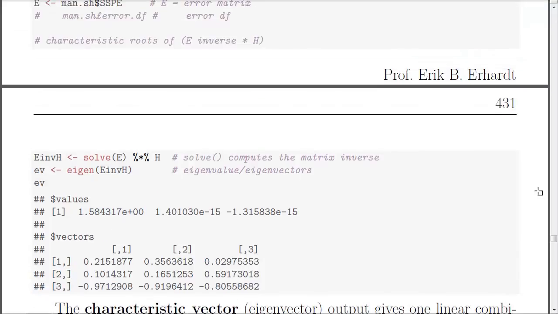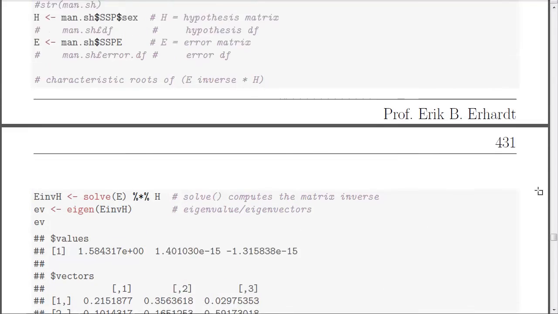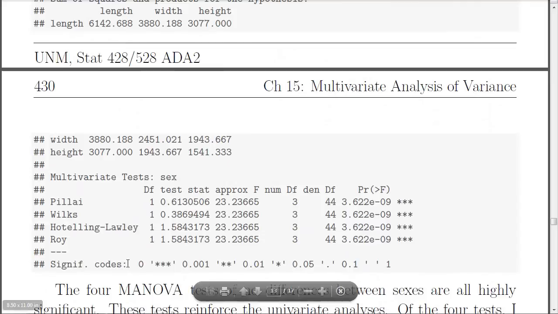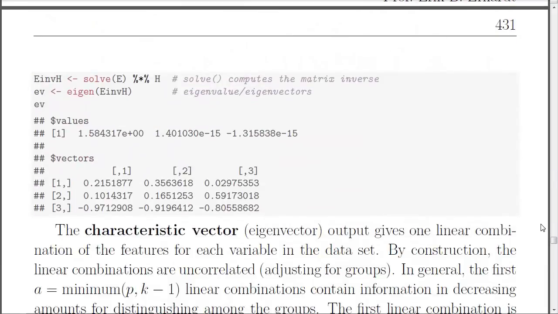All right, let me scroll up for a moment, because I believe this eigenvalue, 1.584, is the test statistic, 1.584, for the Roy's root test. In this case, it's also the same for the Hotelling-Lawley test. Not a big deal. I'm scrolling back down, and these vectors tell us the direction of the greatest difference between the two means.